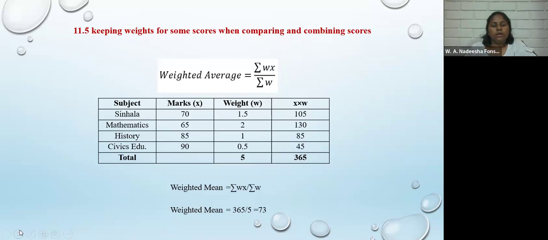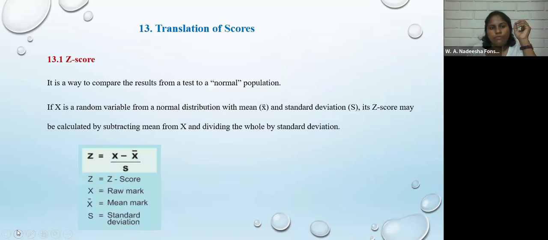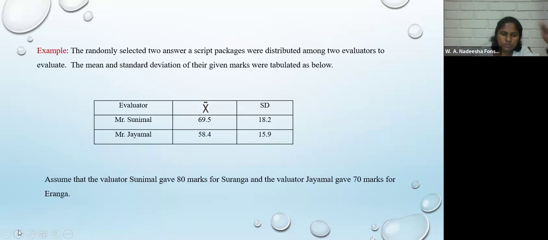So those are the things I want to discuss from unit 11, the 11th lesson. These are the methods of comparing and combining scores. Then translation of scores. For the completion of the presentation or the note, I put the Z-score here again. A Z-score is to compare the results of a normal population. That is a fair method rather than just looking at the raw data. So the same example is here.